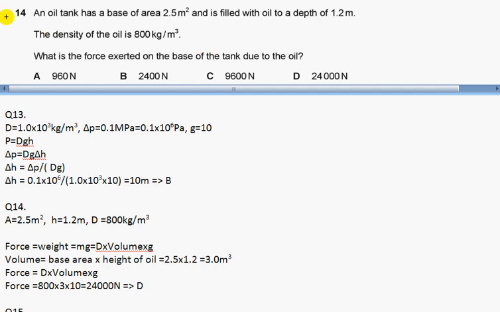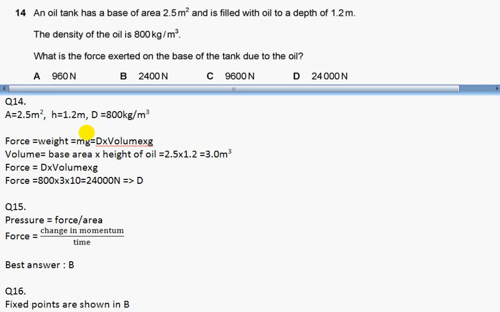Question 14. An oil tank has a given base area, filled with oil to a given depth, and the density of the oil is given. What is the force exerted on the base of the tank due to oil? So there are different approaches. One of the approaches is the following. We know area, height, and density. So force is weight, and it is mg, it is density times volume times g. Volume will be base area by height, and then we put numbers, we get answer D.